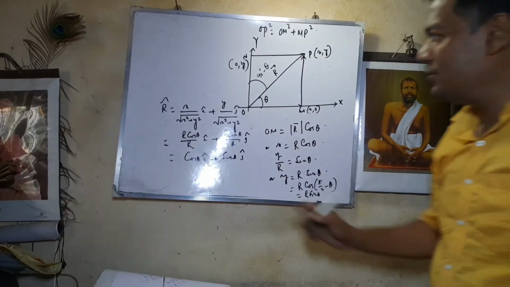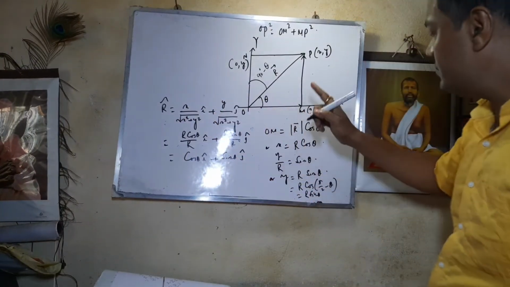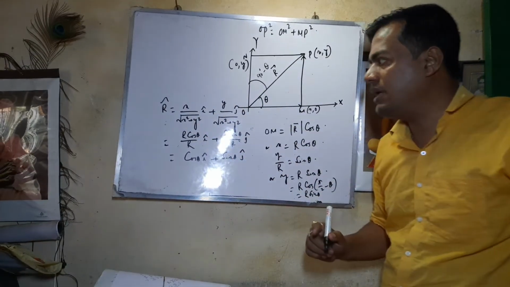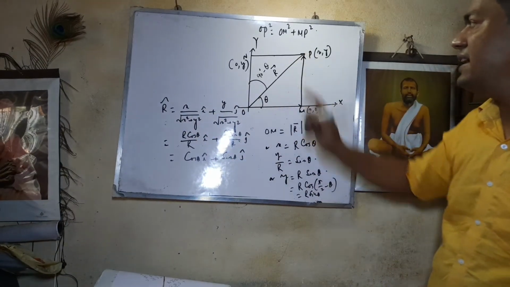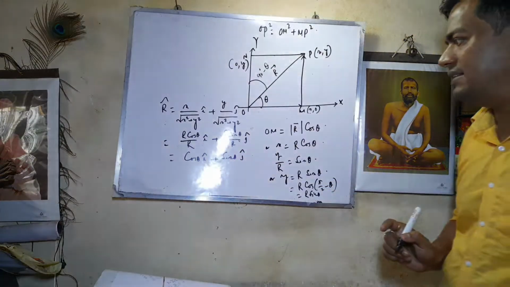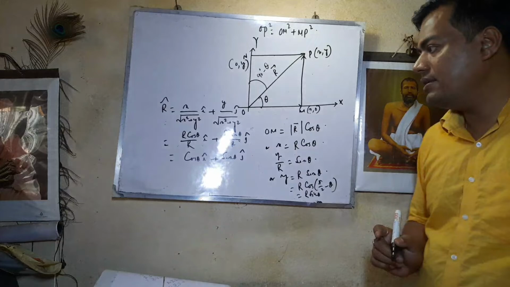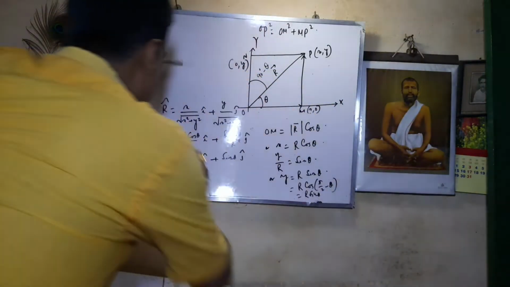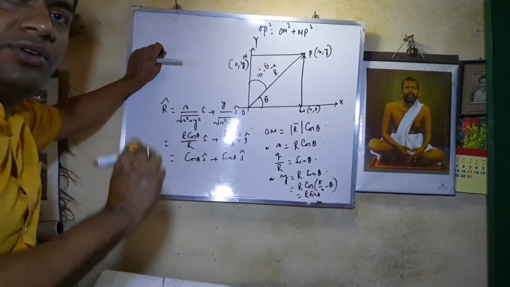Okay. So the component, I am considering the unit vector. So the unit vector in the direction of the vector r is simply cos theta i cap plus sin theta j cap. You again can assure yourself that since it is a unit vector, its magnitude should be unity.